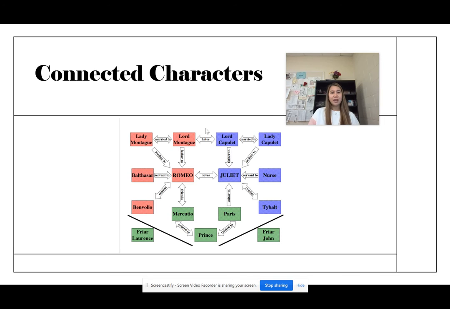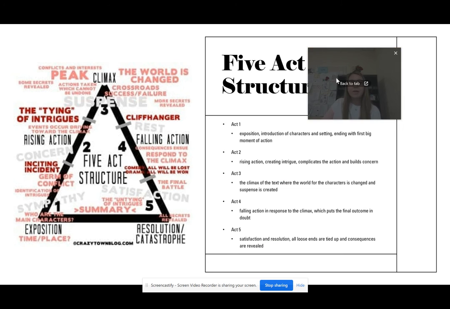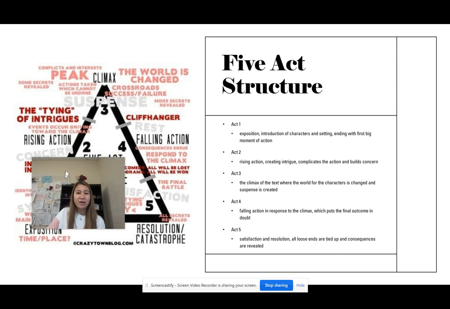Now, connected characters. You could pause this to look closely at how the characters are related to one another. The red are the Montagues, the purple are the Capulets, and the greens are the other characters. Again, I recommend that you pause this so you could look at how these characters are connected or related to one another.